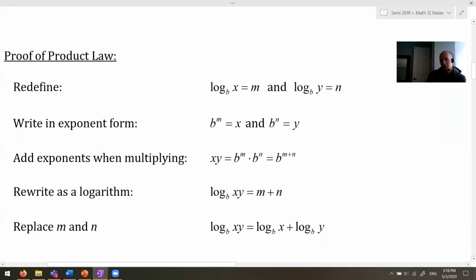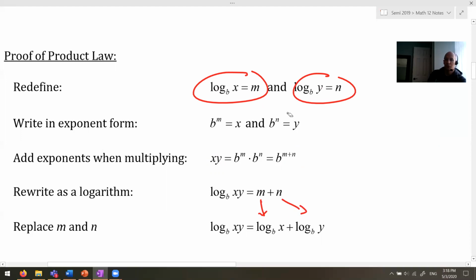Now the neat thing here is if you take this and you take this and you rewrite this back into log form, it might take a second just for practice to envision how this works, but remember you're going log base b of whatever equals the exponent. So if m plus n was the exponent, then it would equal that, and of course going back here saying that m was this and n was this means we can replace m and n with those things.